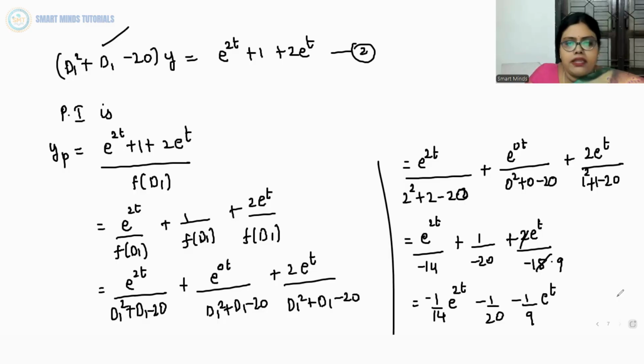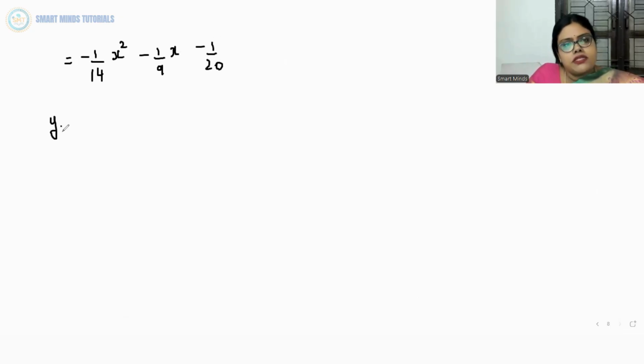Now we will again substitute the values. So that is minus 1 by 14 e power 2t is x square, minus 1 by 9x, minus 1 by 20. So this is the particular integral: minus 1 by 14 x square minus 1 by 9x minus 1 by 20.